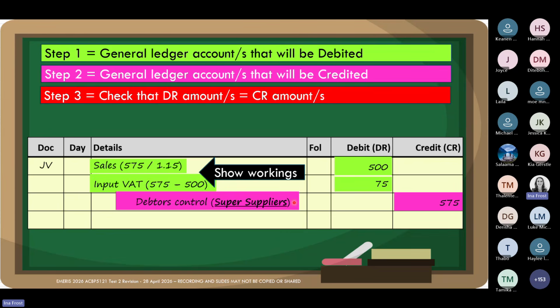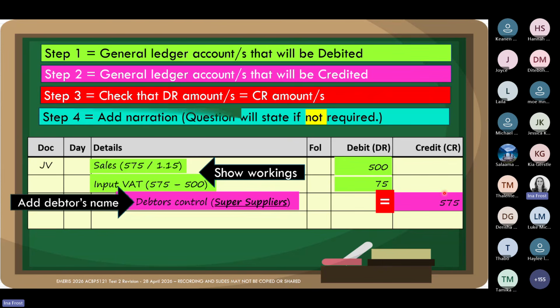Then we're going to make sure that our total debits equal our total credits. If I add 500 plus 75, then it equals my 575. So it's the perfect double entry because my debits are equal to my credits. And then the last thing, I'm going to add the narration, unless the question says it's not required. My little narration is just: prompt settlement discount that was granted to a debtor.